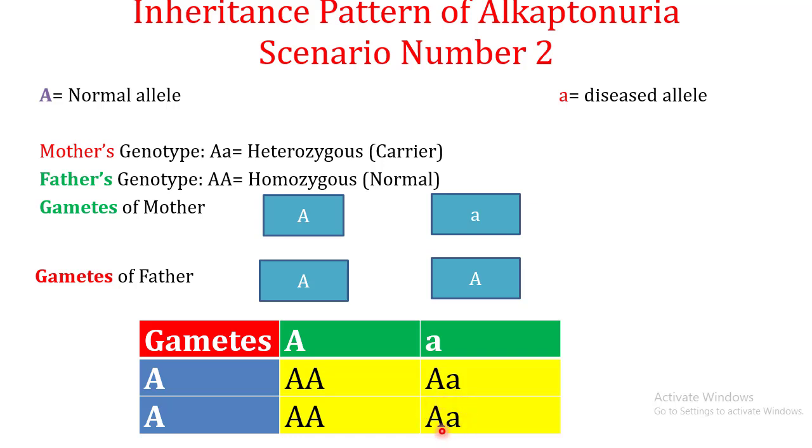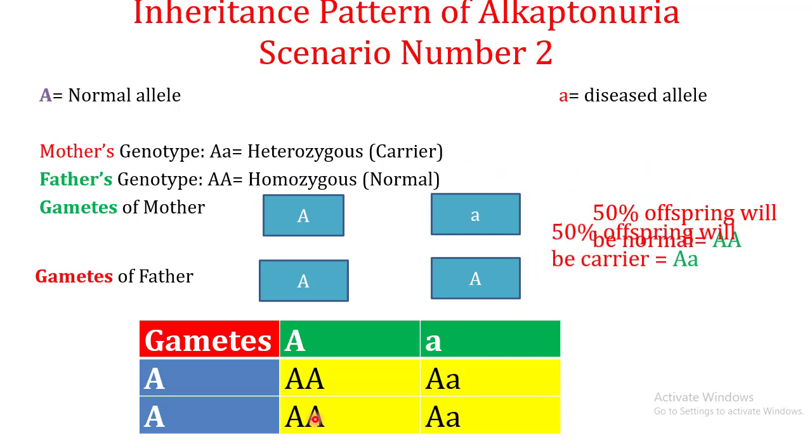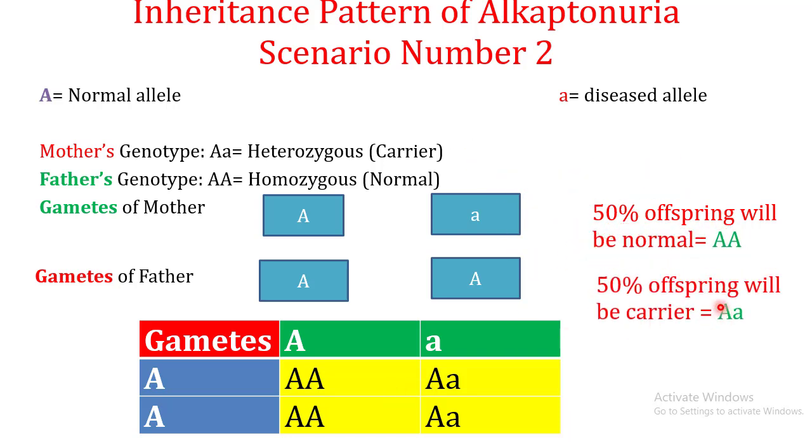So in this particular case, 50% of the offsprings are going to be homozygous normal, this capital A and the capital A, and 50% of the offsprings are going to be the carrier for the Alkaptonuria. So this could be the second inheritance pattern scenario for the Alkaptonuria.